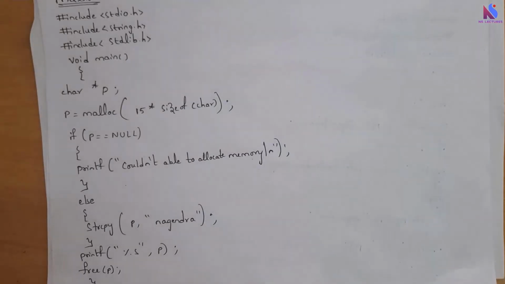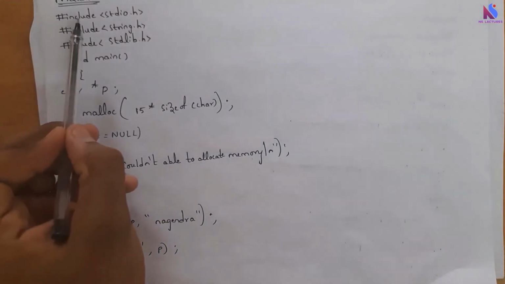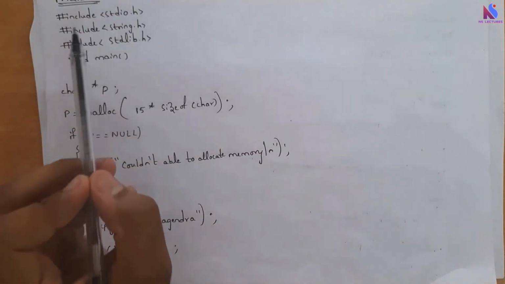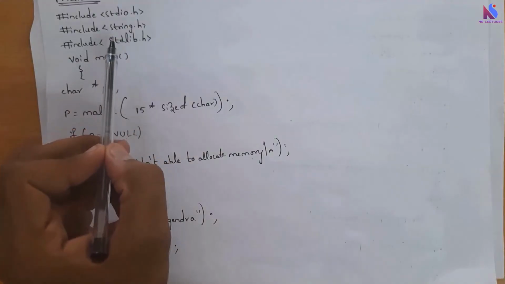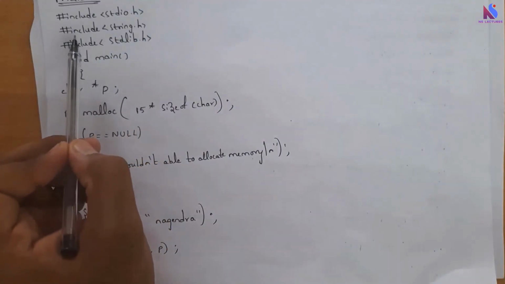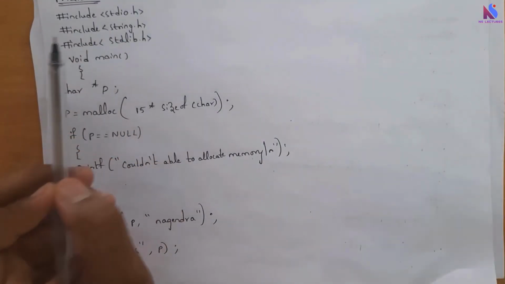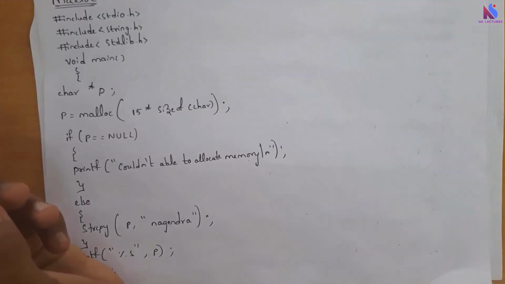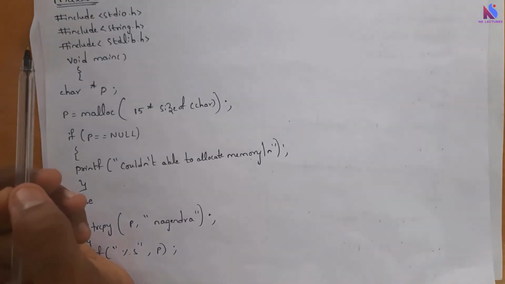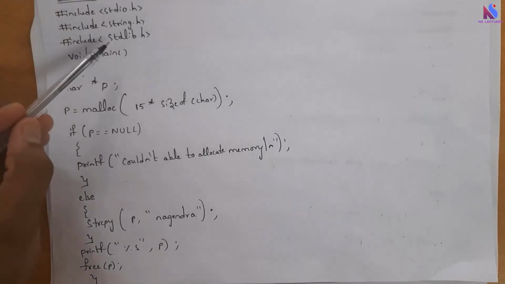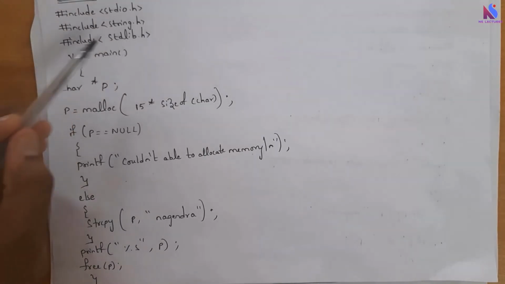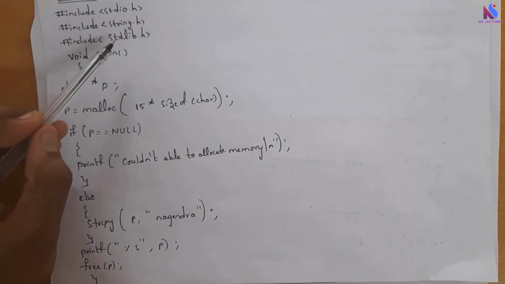This is the program for the malloc function. At first I wrote hash include stdio.h. After that I wrote hash include string.h because I am using strings in this program. So I wrote here the string.h header file. And next I wrote hash include stdlib.h. As I already said, malloc is present in the stdlib.h header file. So I wrote here hash include stdlib.h.